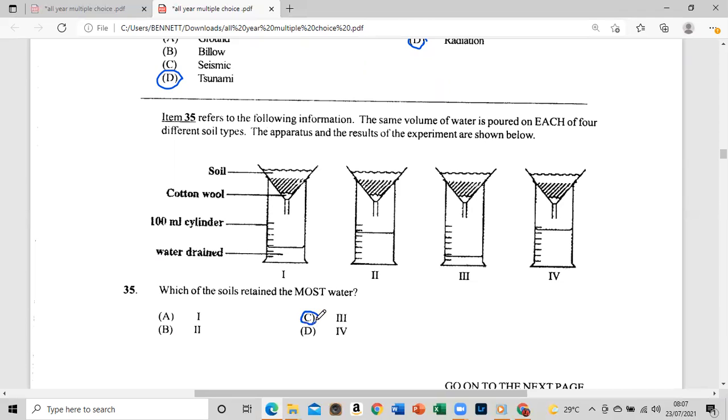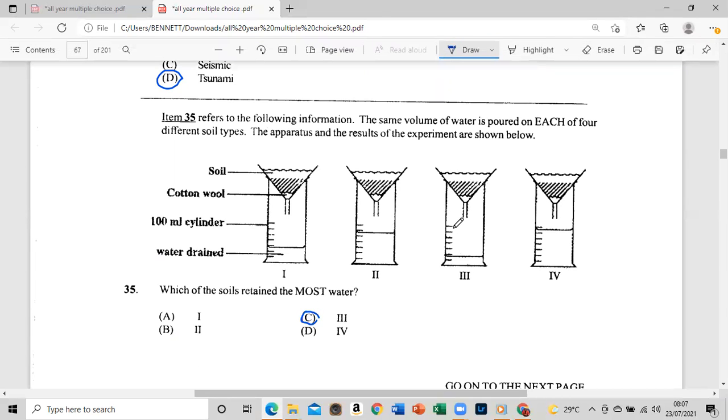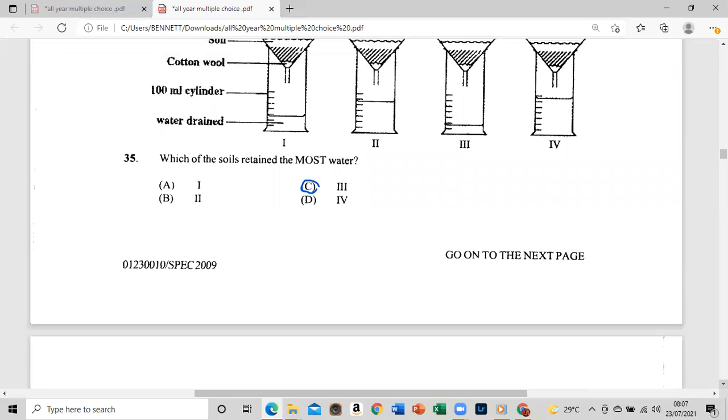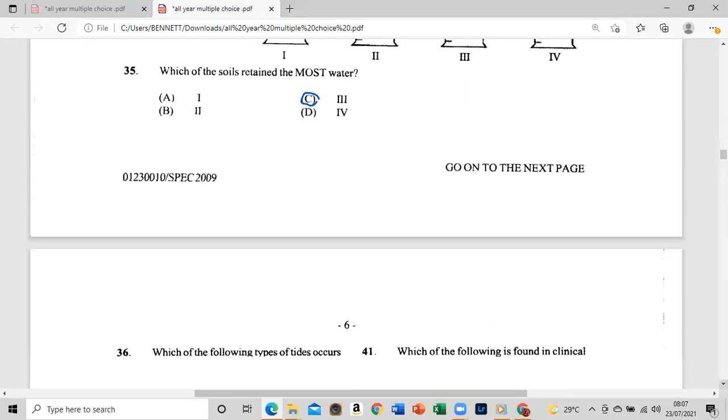Retain means keep back, right? So a whole heap of water was kept back in this one. That's a little tip that came out. That's the same amount poured in all of them. So in this one only a little came down.